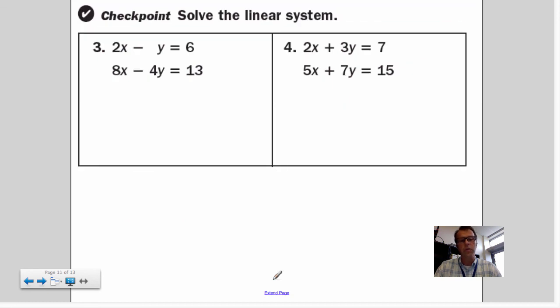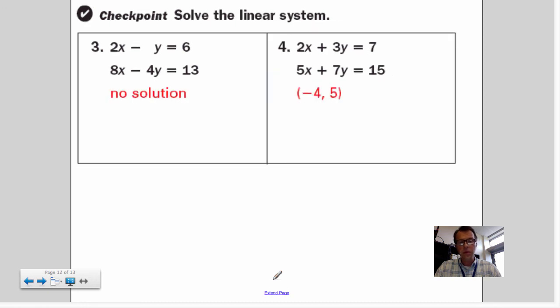Why don't you go ahead and do 2 more problems just to see how it goes? Go ahead and hit pause, and when you're ready, hit play. And we're back. So problem 3, there actually is no solution. These are 2 parallel lines, and you should have eliminated both variables and come up with an equation that didn't make sense. And then here, the second one looks like you could either have eliminated x by multiplying the first equation by 5 and the second equation by -2, or you could have eliminated the y's by multiplying the first equation by 7 and the second equation by -3.